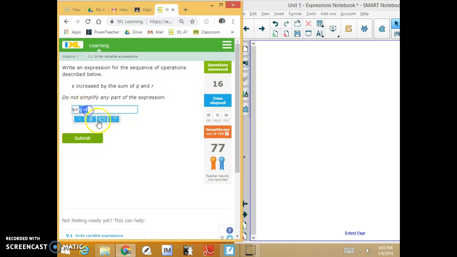And I want to make sure that I'm going to put this in parentheses because I want the sum of Q and R, and then I'm going to increase S by it.